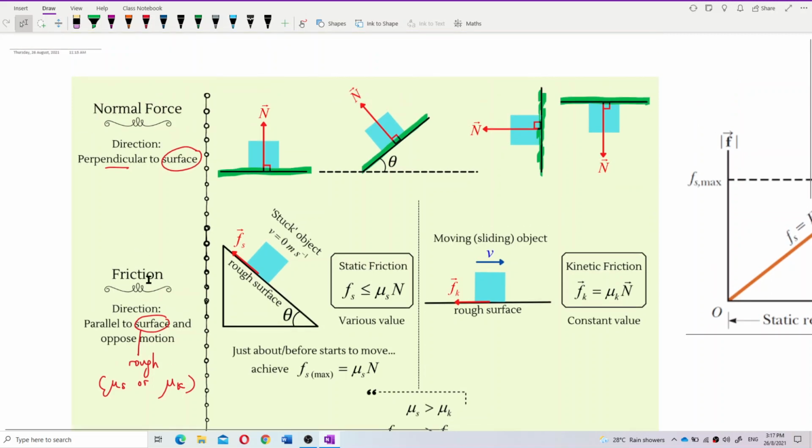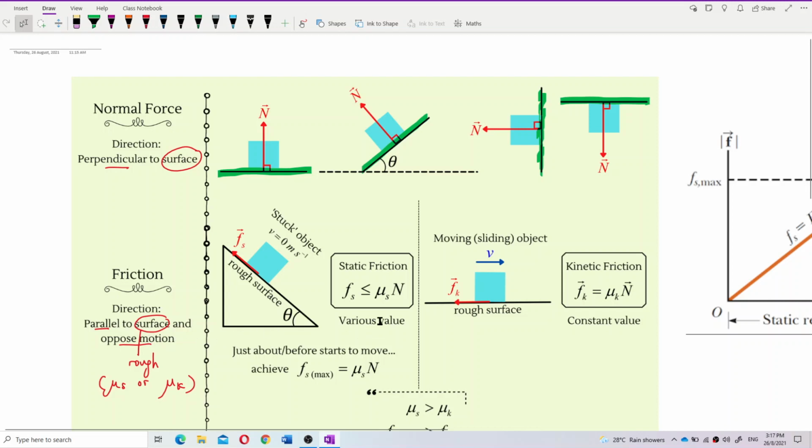The difference between friction and normal force is the direction of the friction must be parallel to the surface. Unlike the normal force, which is perpendicular to the surface, the friction must be parallel to the surface and opposed to any motion. Opposite any velocity, opposite the direction of motion.